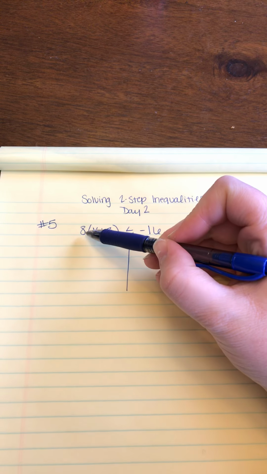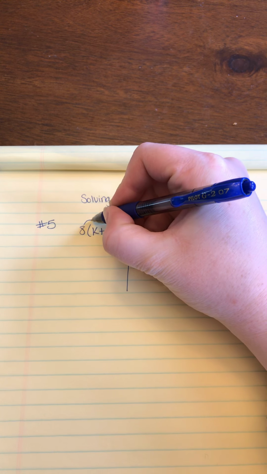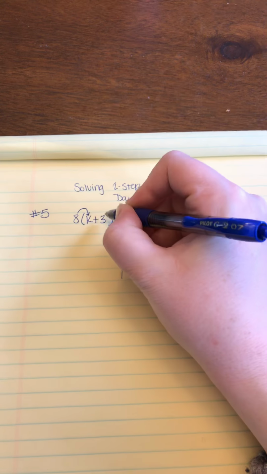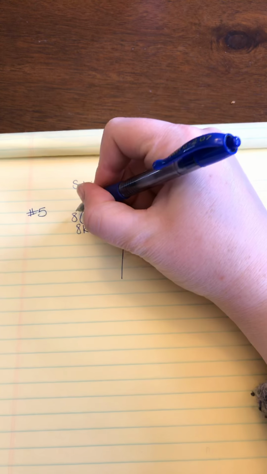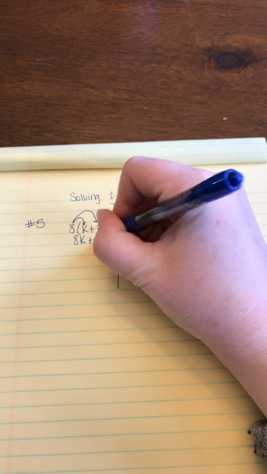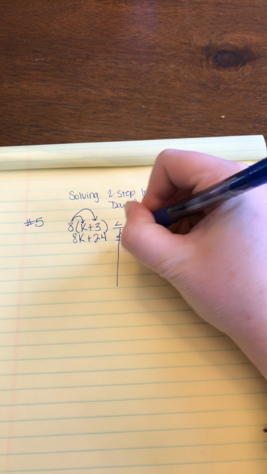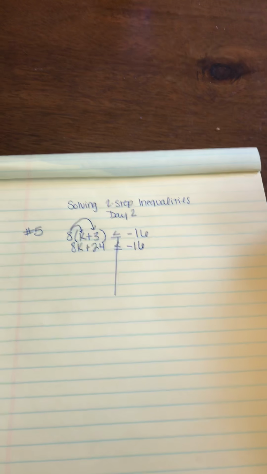Okay, and then this has that distributive property that we need to take care of. So we're going to distribute that 8. 8 times 8k will give us 64k. And then 8 times 3 would be that positive 24. And then we're going to bring everything down, that less than or equal to sign and that negative 16.